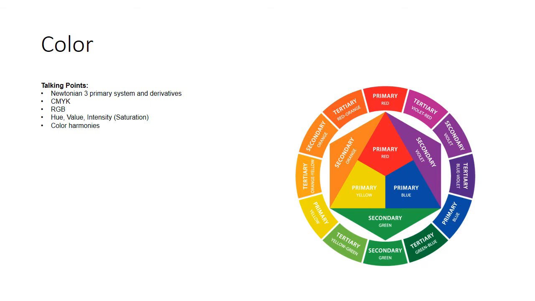The primaries are red, yellow, blue. You mix red and yellow and you get orange. That's a secondary color. You mix orange with yellow and you get an orange-yellow. That's a tertiary color. Got it? It's that simple. Now, it's not that simple.